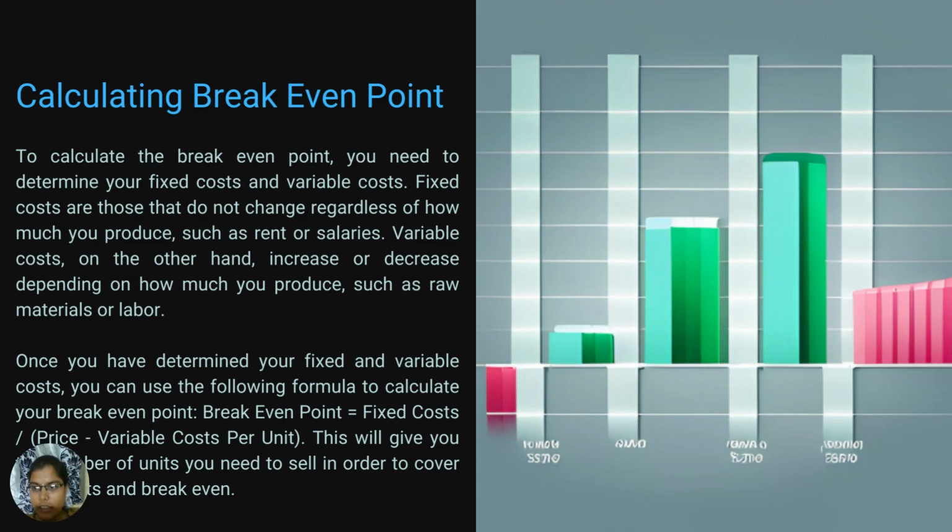Again, technically, fixed costs are those that do not change regardless of how much you produce, such as rent or salaries. Variable costs, on the other hand, increase or decrease depending on how much you produce, such as raw materials or labor. Once you have determined your fixed and variable costs, you can use the following formula to calculate your break-even point. Break-even point equals fixed cost divided by price minus variable cost per unit. This will give you the number of units you need to sell in order to cover your costs and break even. Now let's dive into a whimsical example to bring this concept to life.